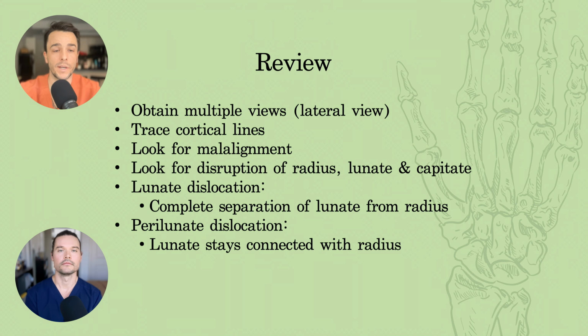So in review, we need to obtain multiple views with our PA and lateral, trace our cortical lines as always, look for malalignment, look for disruption of the radius, lunate, and capitate collinearity, and then lunate dislocation is going to be that complete separation of the lunate from the radius versus the perilunate dislocation, where the lunate does stay connected to the radius, but the rest of the hand distally is completely malaligned.